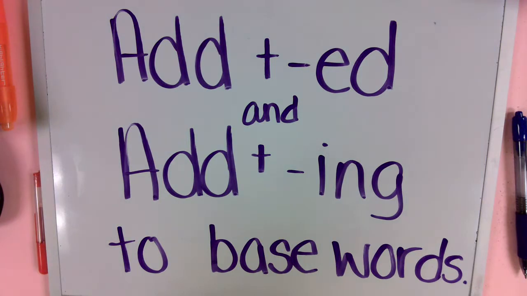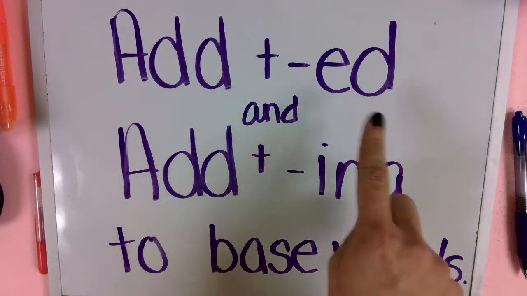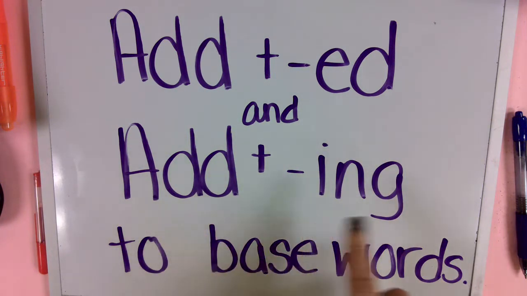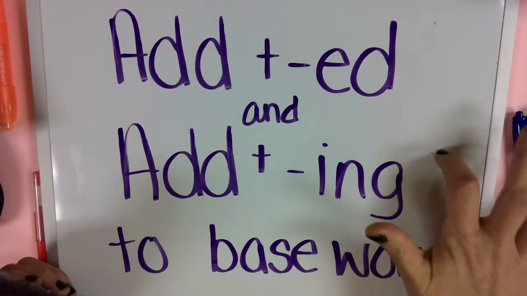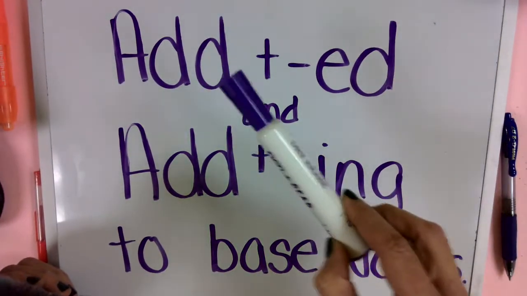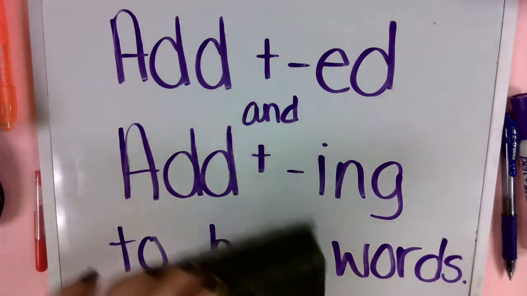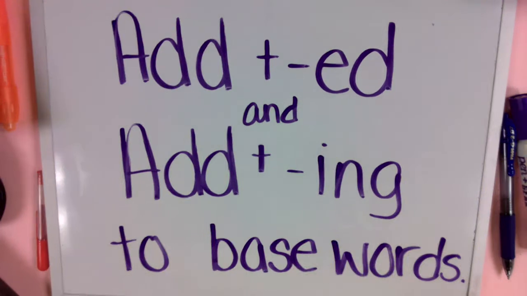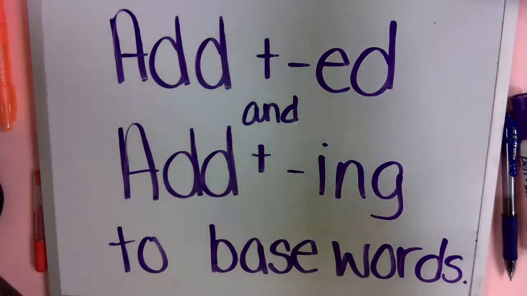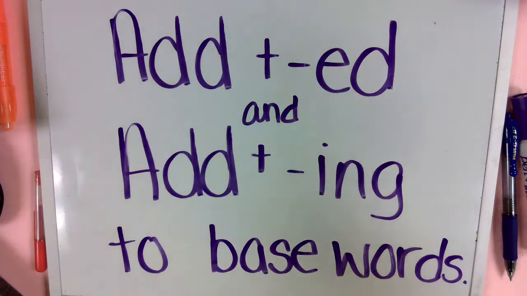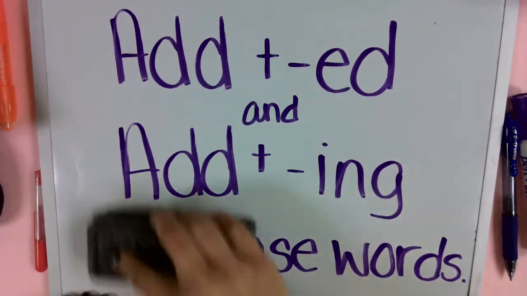I am going to be going over how to add ed and add ing endings to the base words, especially your spelling words. If you would like to work along with me, come and join me. All you're going to need is your dry erase board, dry erase marker, and an eraser. But if you don't have that, that's fine. You can always use a piece of paper and a pencil. No biggie. So I'm going to erase this.